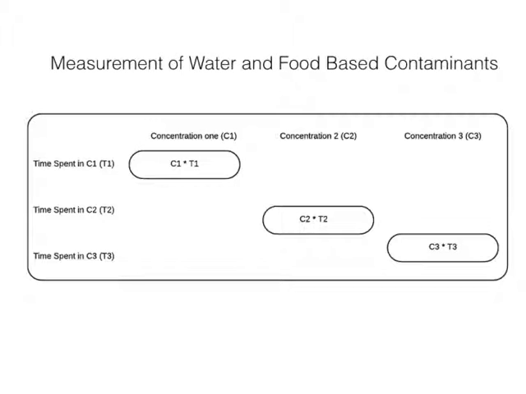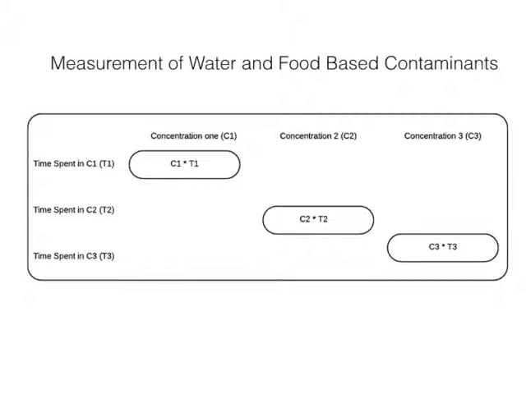Lastly, when we make measurements of water and food-based contaminants, one of the things that we would really like to do is to make a matrix of the concentration in a particular media and the time that is spent in it. And you multiply the 2 things together, and thus you get a good sense of the extent of contamination and pollution that people are exposed to. This gives you a good sense of how much exposure to assess.